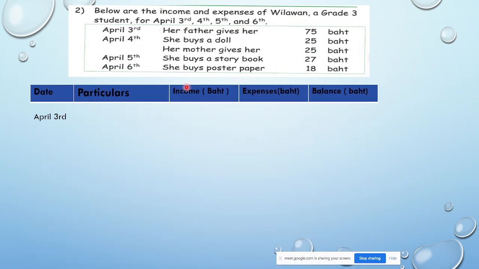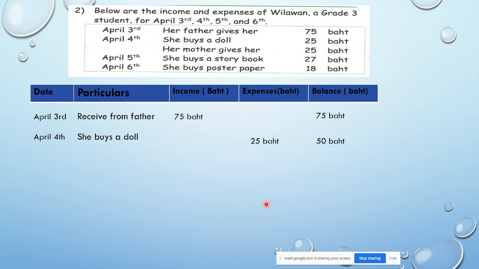We have April 3rd, she receives from her father 75 baht, so that's an income. So her money now is 75 baht. On the next day, she buys a doll for 25 baht. It's an expense, right? So it will be 75 minus 25 baht. How much money does she have now? She has 50 baht.